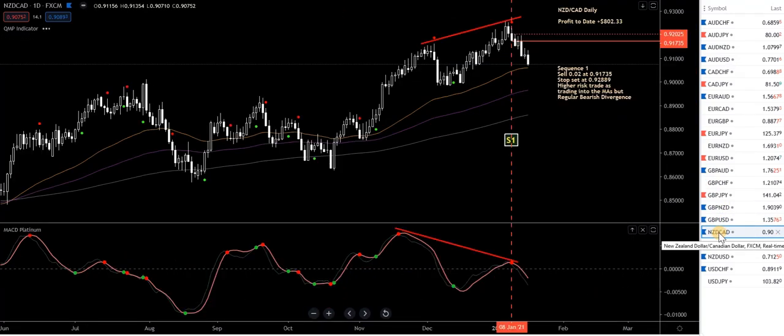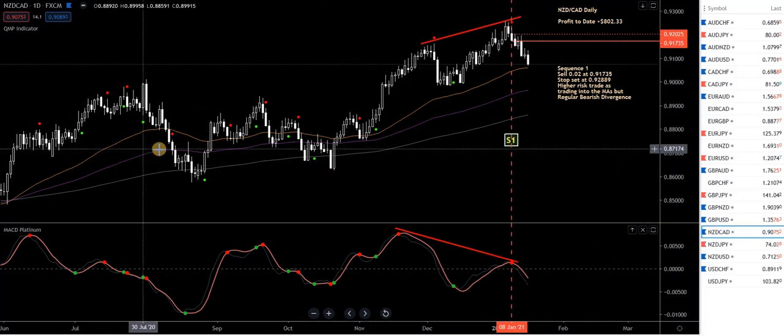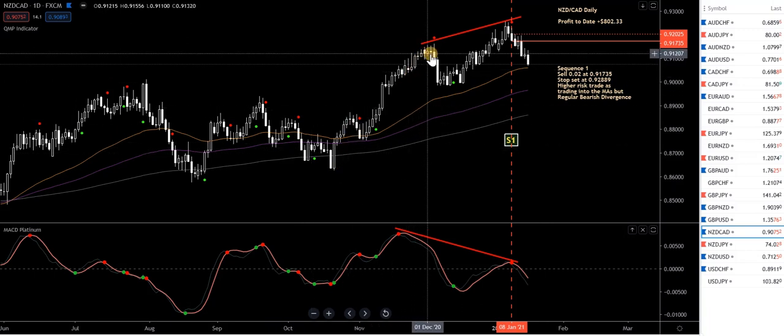New Zealand CAD, New Zealand bro. All right, this is a pair I don't mind trading. Made a few dollars on it. It has, as you can see, some nice moves.